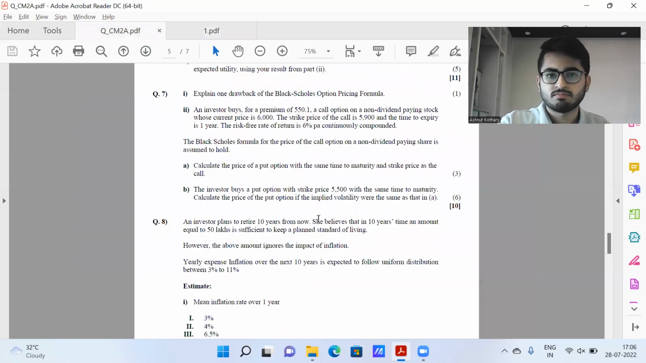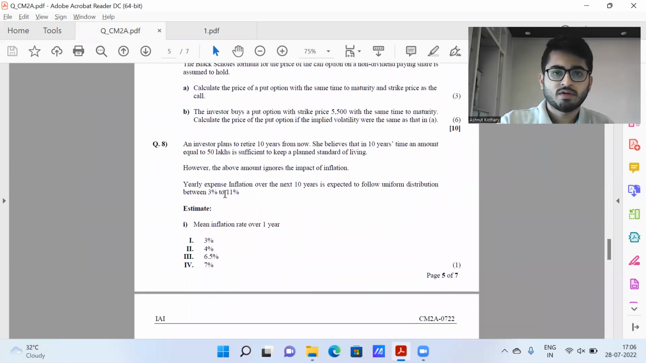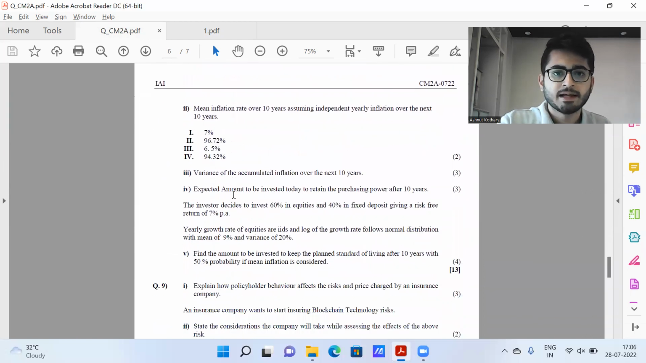So again, it might consume a little bit of time, but nothing difficult, very straightforward. Question number 8, inflation is assumed to be between 3% to 11% each year. Therefore, the mean rate will be nothing but 7%. Uniform, A is 3%, B is 11%. The mean of a uniform distribution is (A plus B) by 2, which comes out to be 7%. Then part 2 is, the mean inflation rate over 10 years, assuming independent yearly inflation.